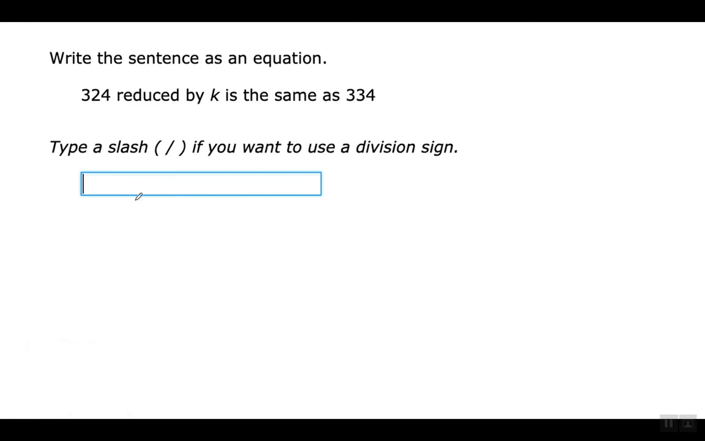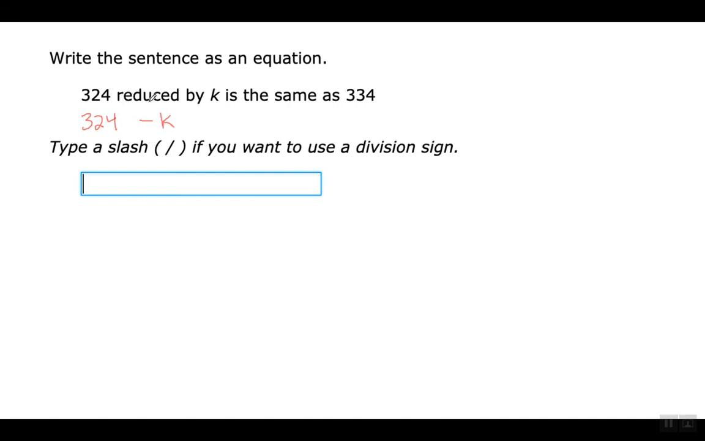Okay, look, I didn't include this at the beginning, but reduced by, that means the same as less than or fewer than. Reduced by. No, hold on. No, my bad. I take that back. I was just kidding. Sorry about that. Now that I think about it, 324 reduced by K, that means you're subtracting K from it. Alright, so it's in that order. My mistake. Sorry about that.